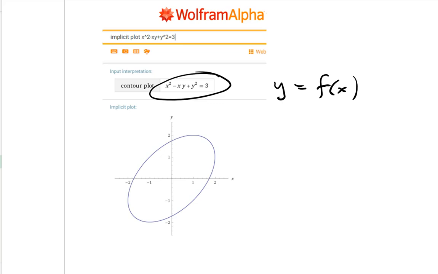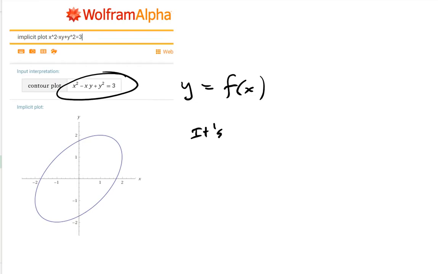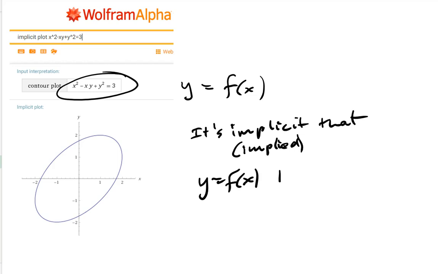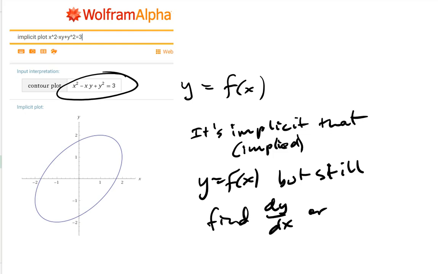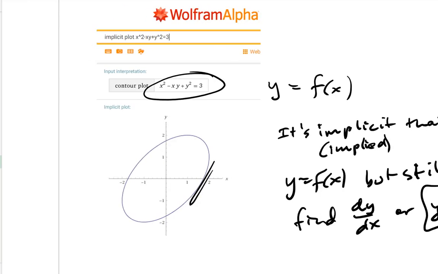So the better way to do this is to say, okay, it's implied that y is a function of x. Y is some function of x. But still, I want to find dy dx, or if you want to write it like this, y prime of x. Once we find y prime of x, I can get the slope of these tangent lines, and I can find the equation of the tangent lines, okay?